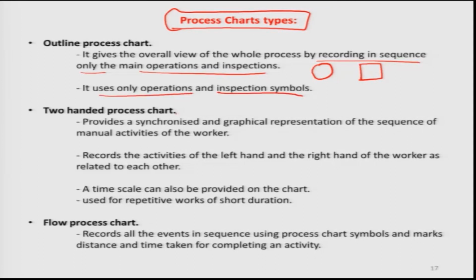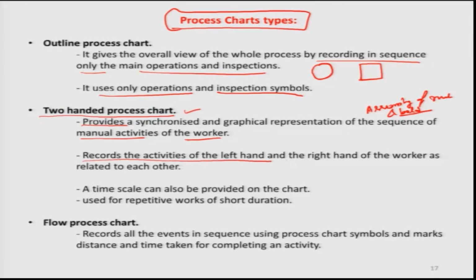Here, a two-handed process chart provides a synchronized and graphical representation of the sequence of manual activity of the worker. Two-handed, as the name suggests, whatever you are doing, suppose that you are assembling a nut and bolt, both your hands will be involved in assembling the nut and bolt. Whatever you are doing with your left hand should be recorded, and whatever you are doing with your right hand should be recorded parallelly. So, that is why it is called a two-handed process chart.